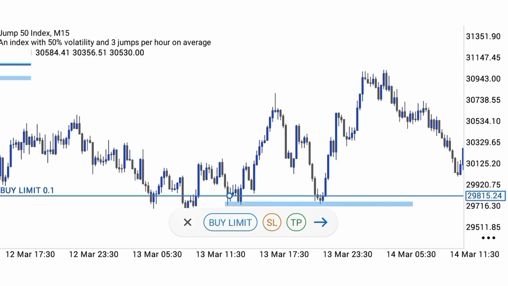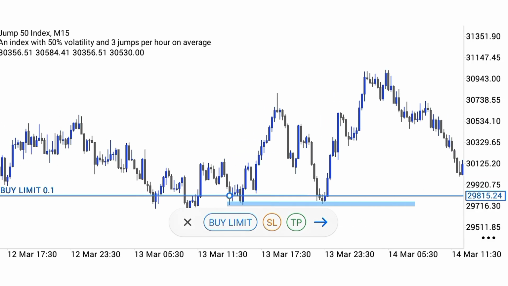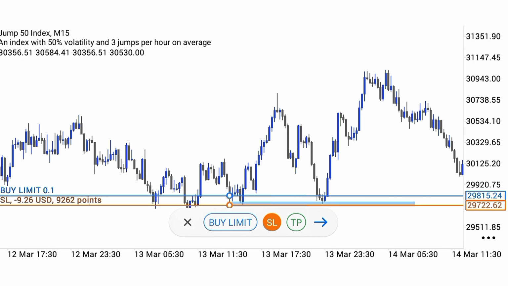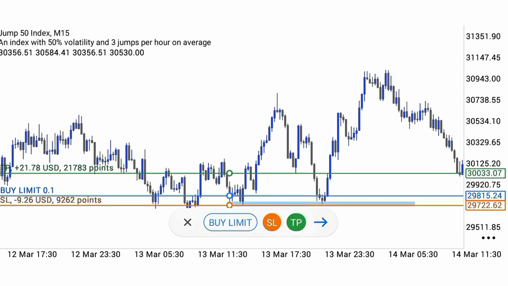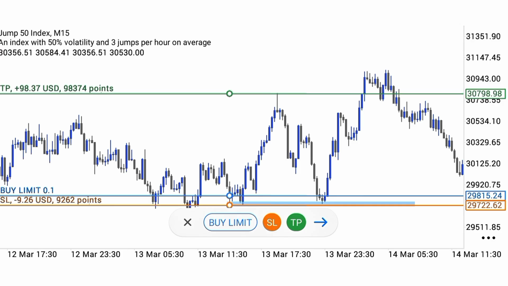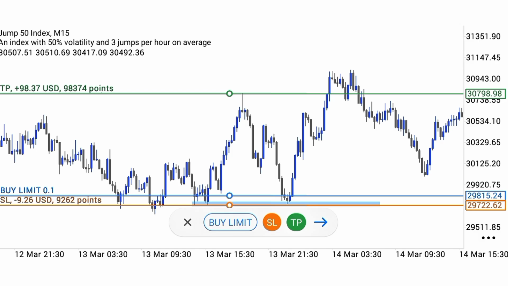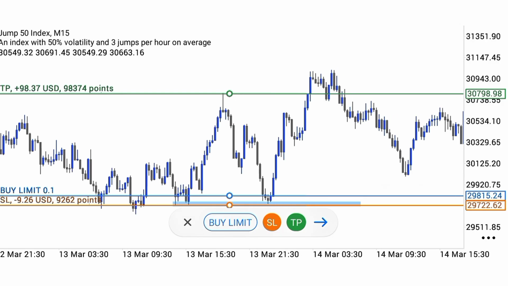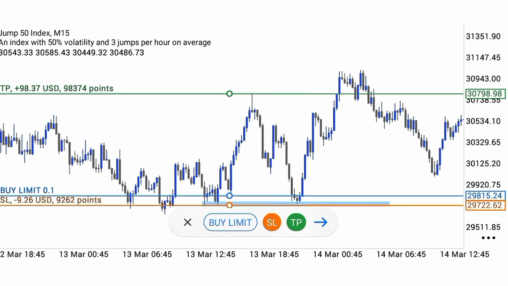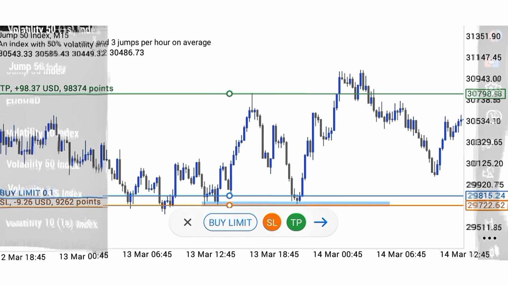So let's say you enter the trade after the bullish candle, after the doji. You place your stop loss below that doji candle. Don't place it too high. You place your take profit target at the top there. Now, if you take this trade, you are going to make $98 with $9 risk. That is crazy, man. That's big. You are making $98 with a $9 risk.